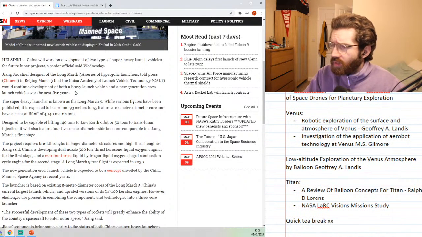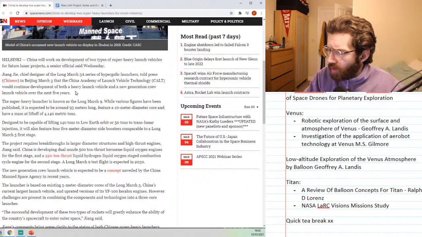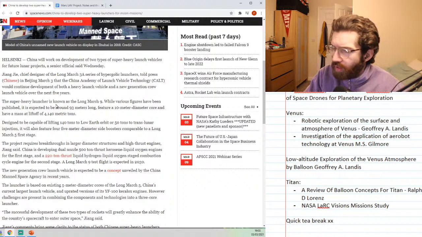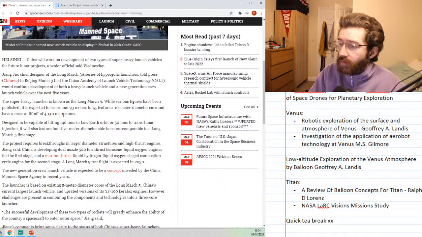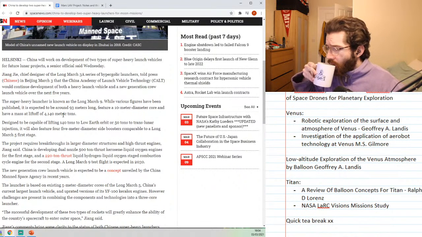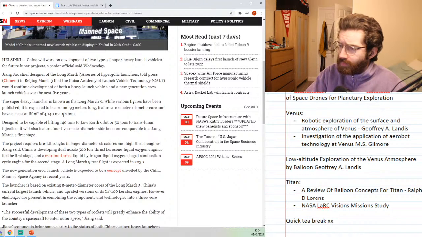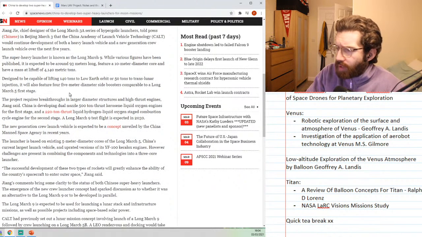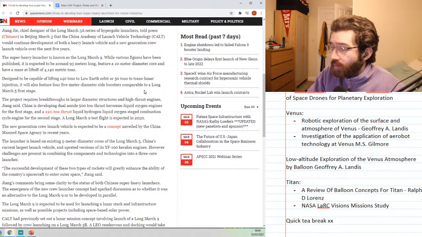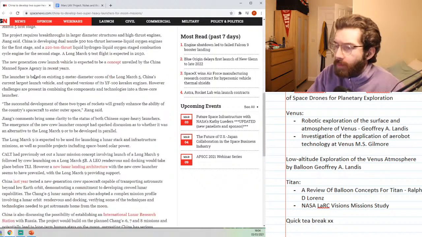Okay. Super heavy launcher is known as the Long March 9. While various figures have been published, it is expected to be around 93 meters long, feature a 10-meter diameter core, and have a mass at liftoff of 4.1 thousand metric tons. Capable of lifting 140 tons to low Earth orbit, or 50 tons to trans-lunar injection. It'll also feature 4 5-meter diameter side boosters comparable to a Long March 5 first stage. Okay.